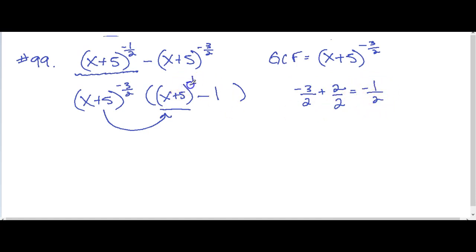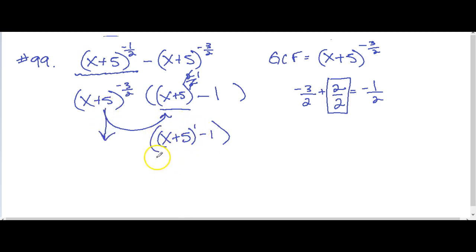So my exponent here should be negative 1/2. That's what I needed to have. It's this 2 over 2. Now I can go ahead and simplify. That 2 over 2 is the same as 1, and so I get x plus 5 to the power of 1. So I can, like that, minus 1. I would bring down this.